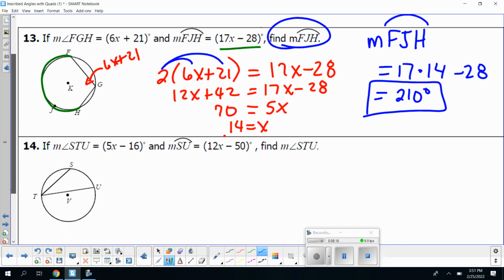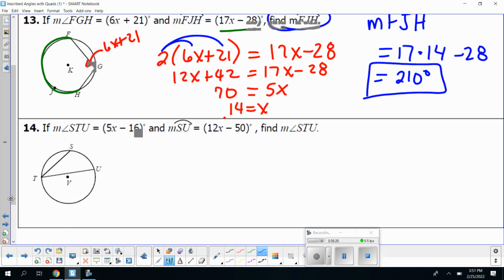All right, I would like for you to try 14, put your answer in Edpuzzle, and then come back and we'll move on to 15.